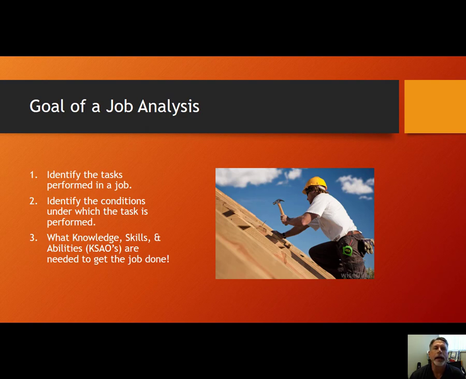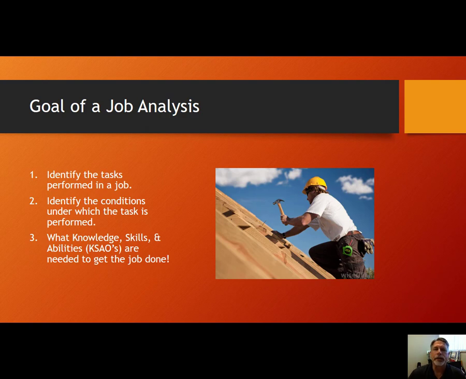And then finally, we talk about what are called the KSAOs. What knowledge do you need to be able to do the job? What skills do you need, specifically trained skills potentially? What overall abilities do you need? And then anything else that comes along. The O in KSAO is others. So those are some of the things that need to be done.